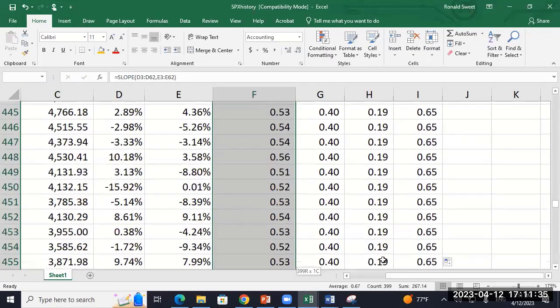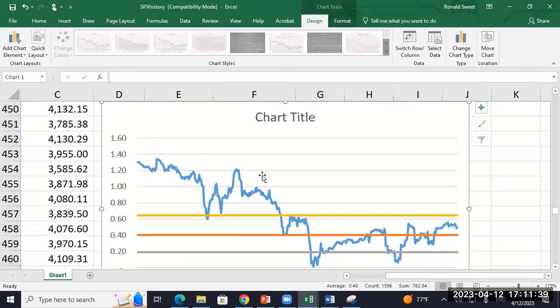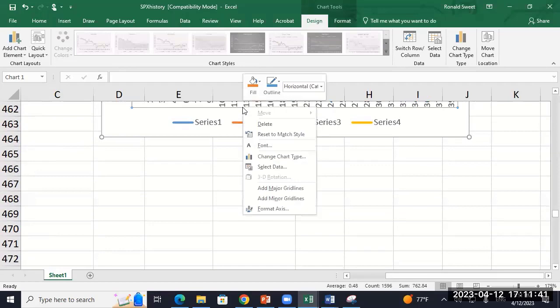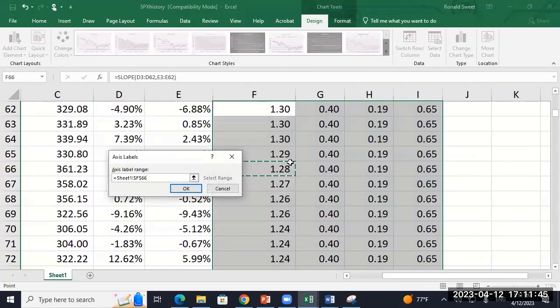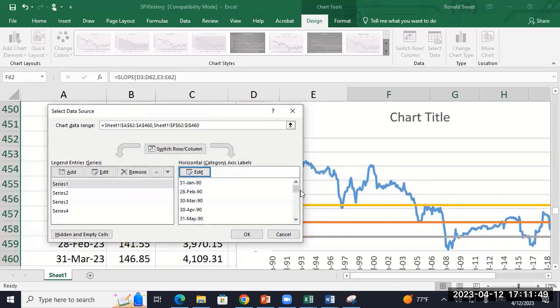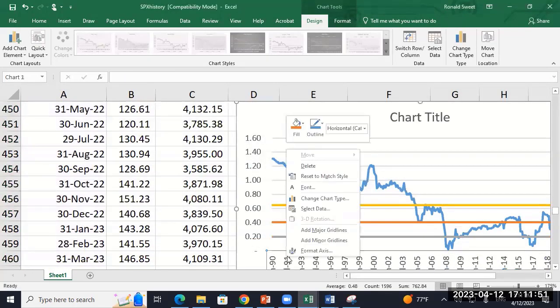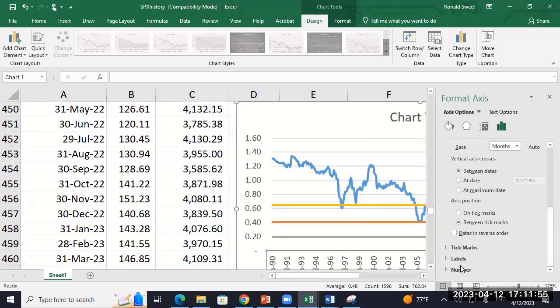I can now graph it. Put my dates in there. And do some formatting. Don't give me a messy chart.